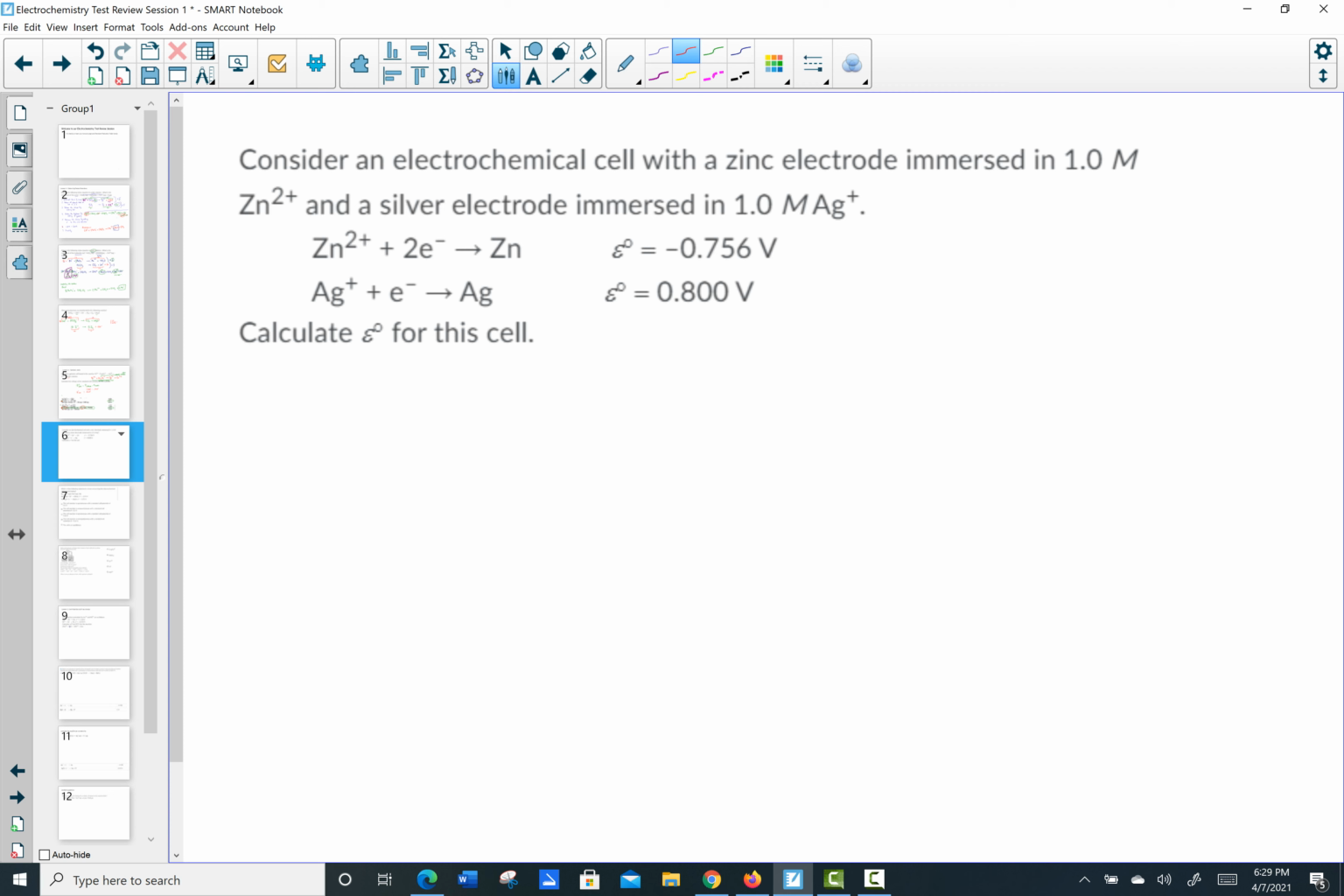Here we have an electrochemical cell with a zinc electrode immersed in a 1.0 molar zinc ion solution and a silver electrode immersed in a 1.0 molar silver ion solution. These are standard conditions. Calculate the standard cell potential for this cell.